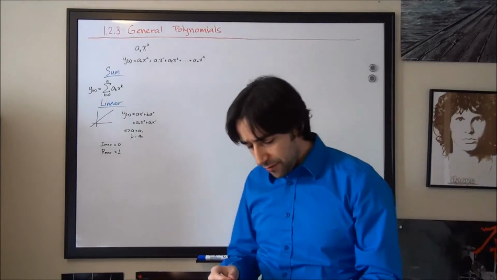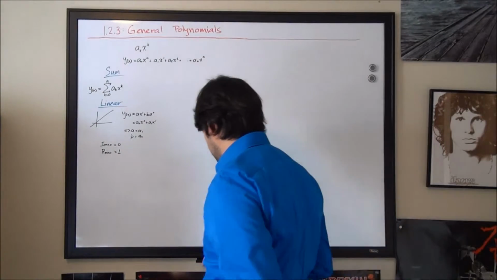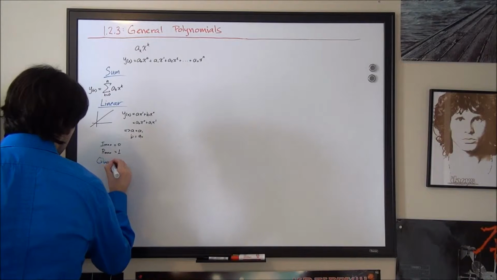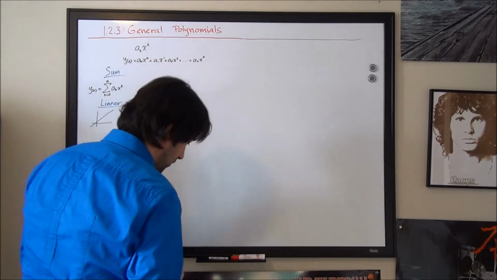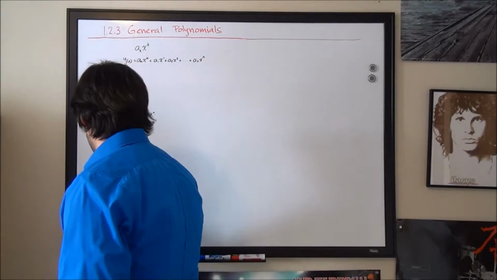Can we think of any other examples of polynomials? Sure, we just studied quadratic functions. So, our quadratic function might look like this.